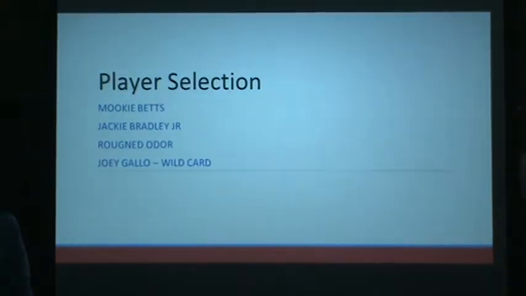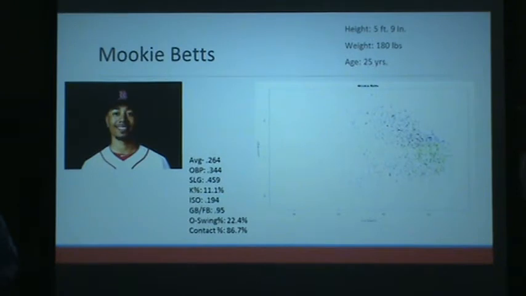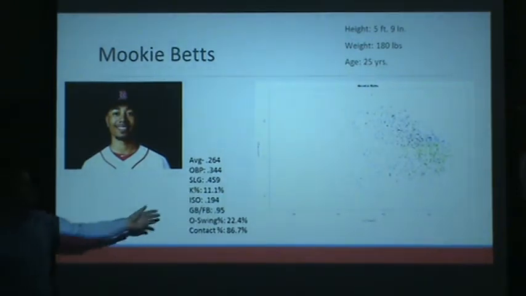So these were the 3 players we selected. They all had the exact same exit velocity. They all hit the ball on average 88.4, roughly 88 miles an hour. And then we picked Joey Gallo as our wild card because we thought we could save Joey Gallo from becoming a Chris Carter type player who hit 40 home runs but went unsigned by the Yankees until almost the start of spring training. So what we looked at was, for each player, some of the basic stats.